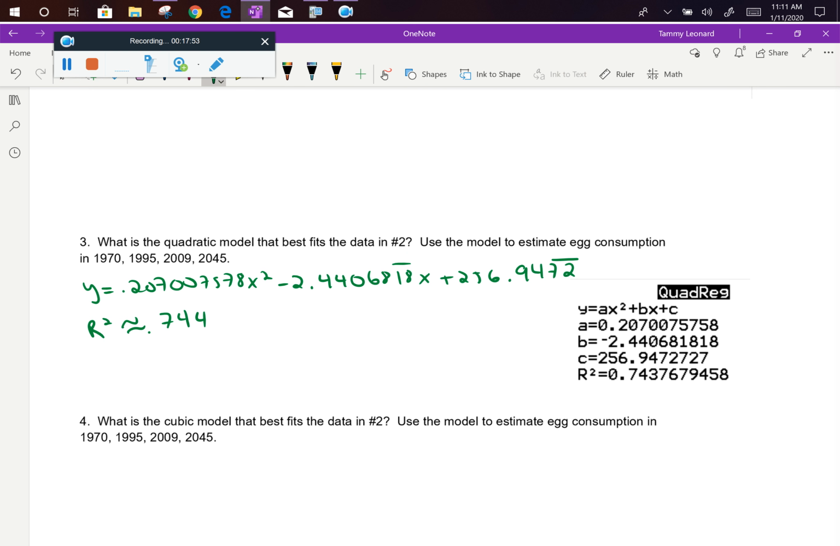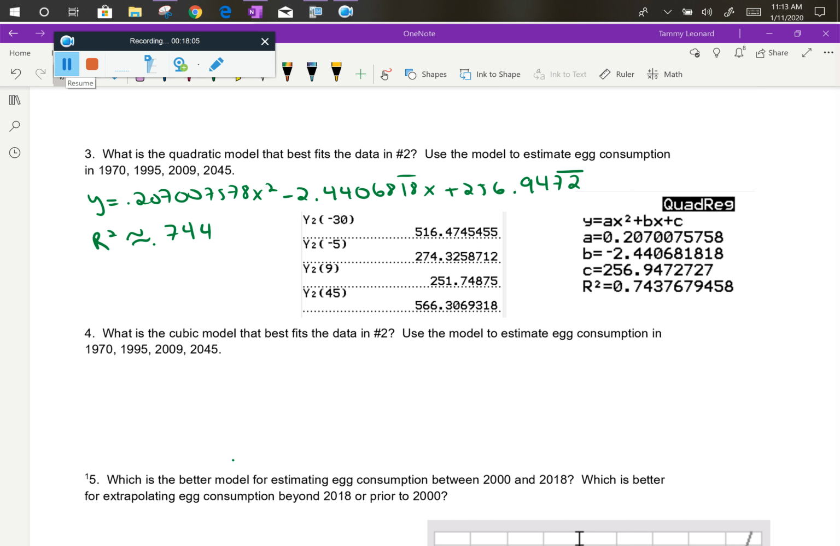I do need to evaluate each of those numbers. So I'm going to do the exact same thing in my calculator as before, except this time I'm going to use y2 and ask it to calculate each of those values in y2. Again, rather than rewriting all of those values, I just took this calculator screen and you can see the calculator substituted -30, -5, 9, and 45 for x, and then solved to find out the values.